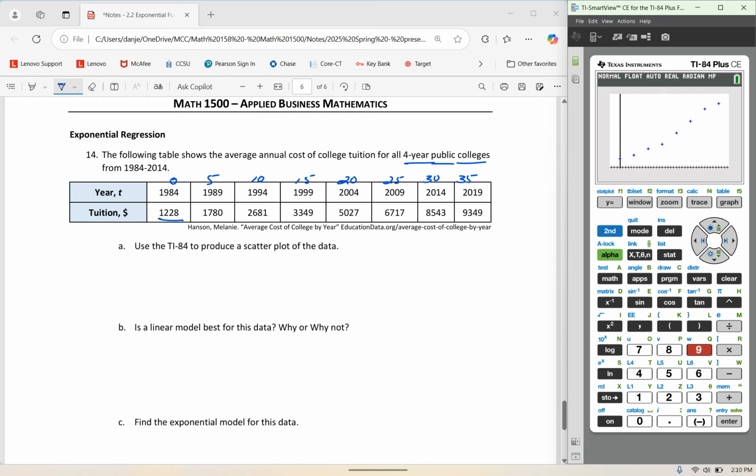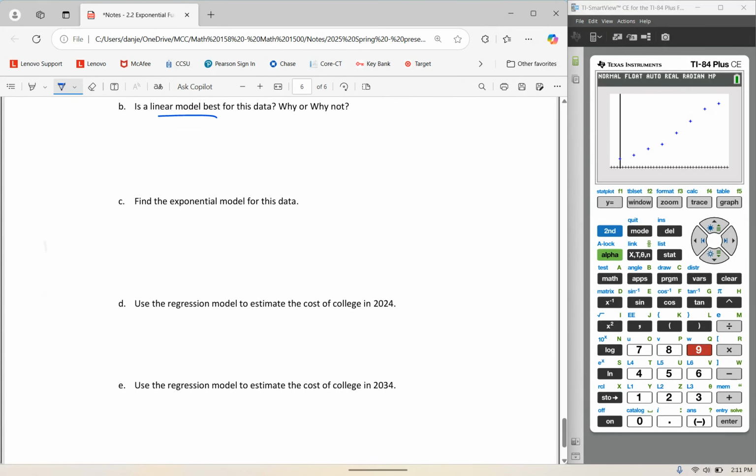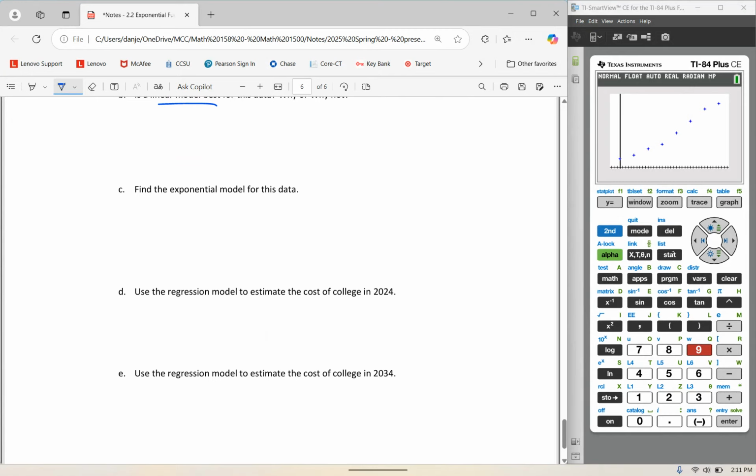Make sure that that's on zoom 9. And the cost of college has been increasing fairly significantly. That data looks more exponential. Is a linear model good for this data? No, because the cost of college has not been increasing at a constant amount. It went up $500, then $900, $700, $1,700, $1,800, $800. That amount of increase has not been consistent. So let's look at part C here and find an exponential model for that data.